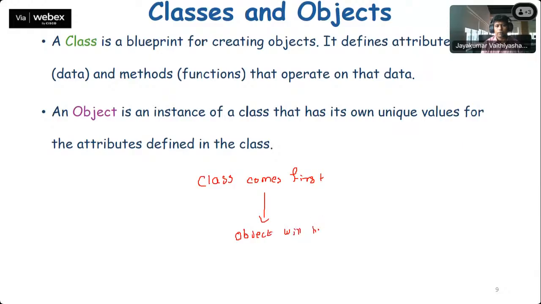So class is more important rather than object. If you want to do object-oriented programming, you need to have a better understanding of how to create a class.